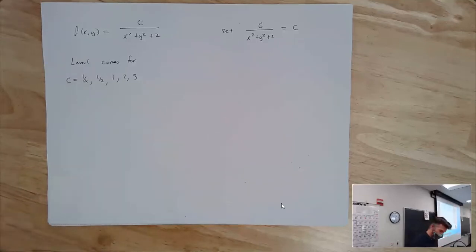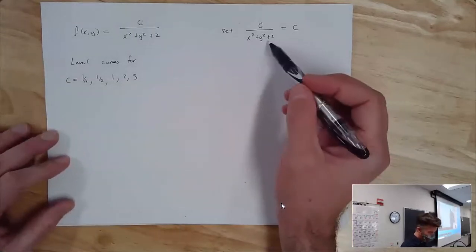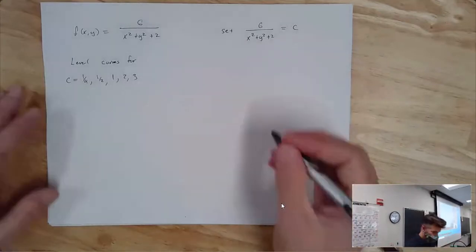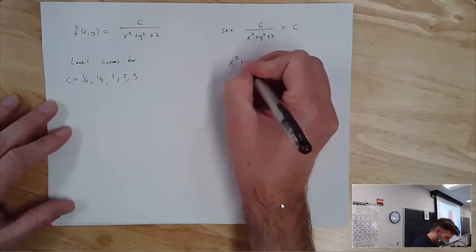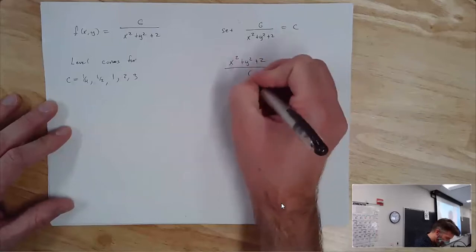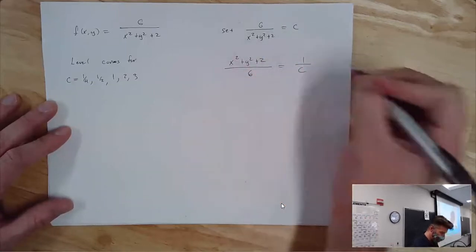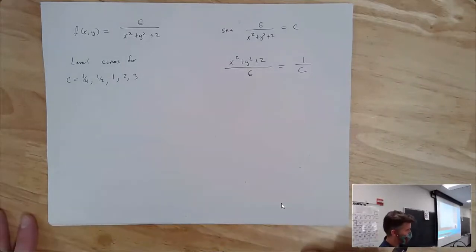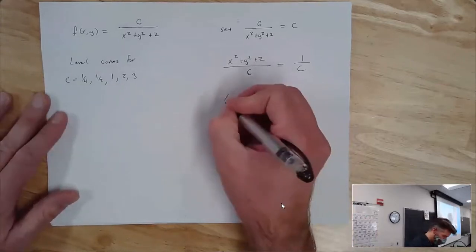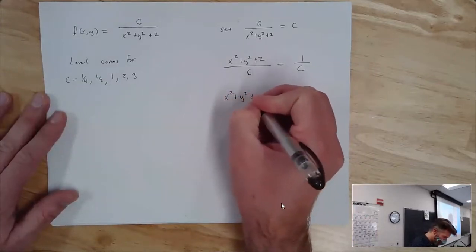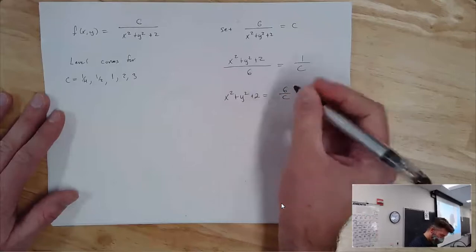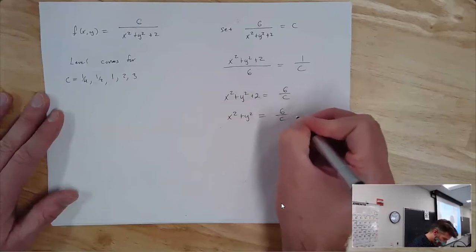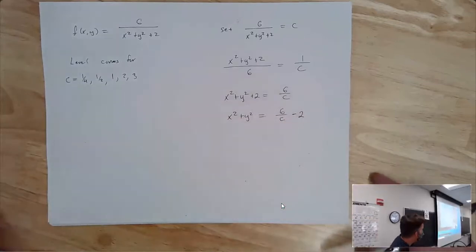So I'm going to try and isolate the x squared plus y squared, which means I'm going to take the reciprocal of both sides first. So I'm going to say x squared plus y squared plus 2 over 6 equals 1 over c. And then I'm really going to try and get the x squared plus y squared by itself. So multiply both sides by 6. Subtract 2. Great. I know what my level curves look like now.